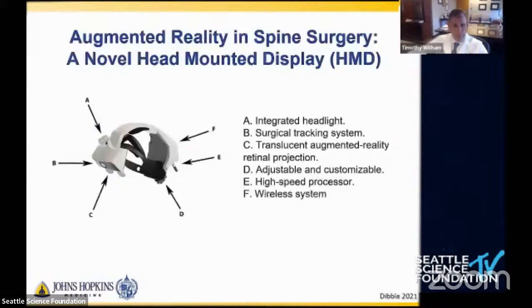This is the X-Vision, which is a head-mounted display system developed by Augmented, as I mentioned. This particular headset was based on fighter pilot technology developed by an Israeli biomedical engineer. The headset includes a camera, and all of the navigation machinery is inside of this headset, which is battery powered. So it has the camera that tracks a patient marker and a tool marker that you're using, and then projects this computer-generated image from an intraoperative CT scan directly on your retina through those lenses shown there as C.